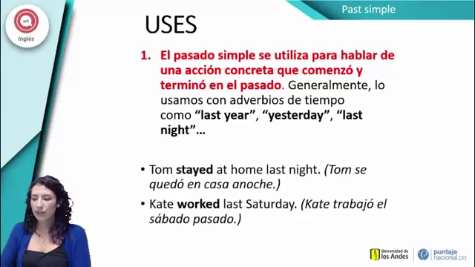So past simple is used to talk about an action, a concrete action that started and ended in the past. Generally, we use it with some adverbs of time, as last year, yesterday, last night. Okay?